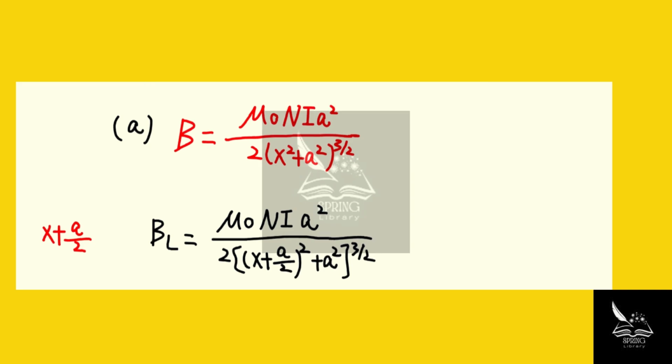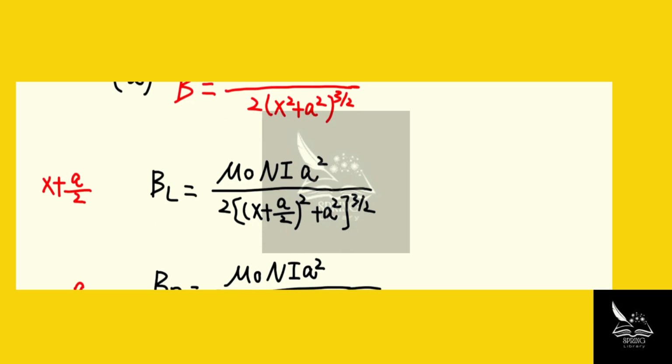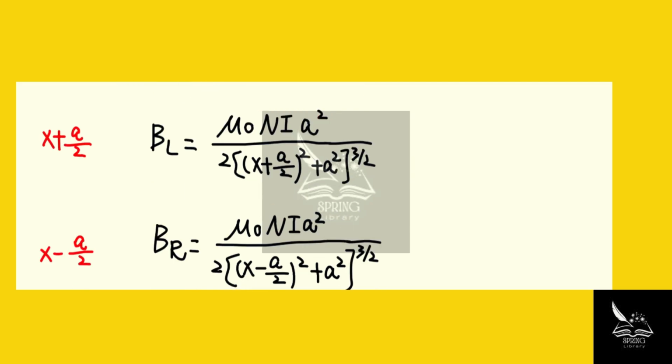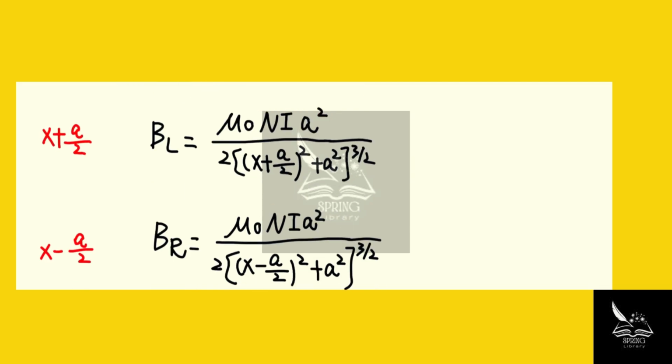And we know x is the distance from the center of the coils to the point where the magnetic field is to be determined. Okay, so therefore we have BL, which is the magnetic field at the distance x plus a over 2 due to the left coil, equal to mu 0 times n I A squared over 2 times x plus a over 2 to the power of 2 plus a squared to the power of 3 over 2. And BR is the magnetic field at the distance x minus a over 2 due to the right coil, which is equal to mu 0 n I A squared over 2 times x minus a over 2 to the power of 2 plus a squared to the power of 3 over 2.